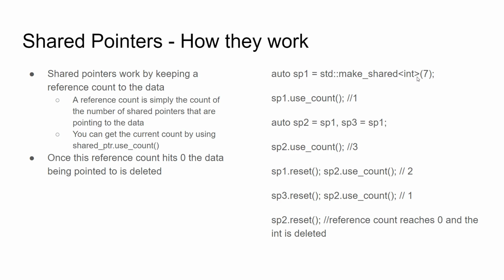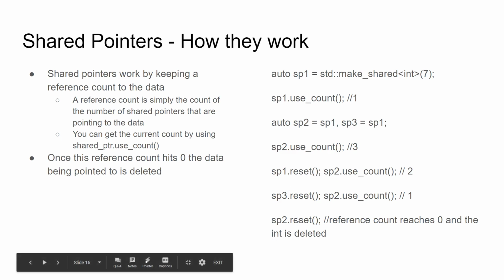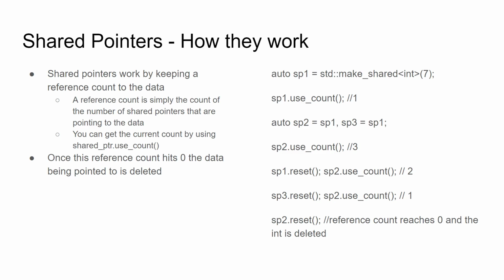So if I make, again, this value 7, and I ask for its use count, only sp1 points to it, so use count would be 1. If sp2 and sp3 now point to sp1, right, the use count has now gone up to 3. 3 objects are pointing to the same set of data. If sp1 resets, the use count goes down to 2. If sp3 resets, the use count goes down to 1. sp2 resets, the use count gets to 0, and then we delete the object. Does this make sense how it's implemented?